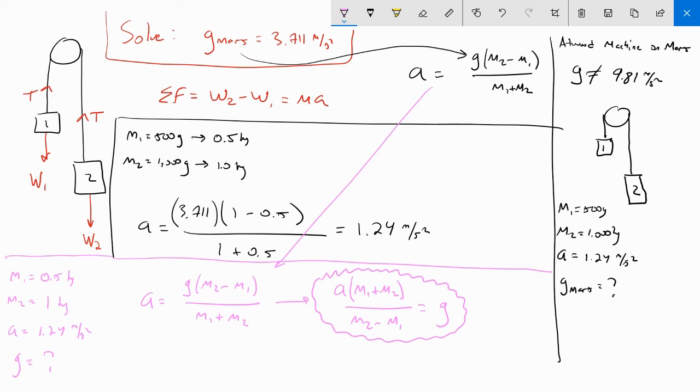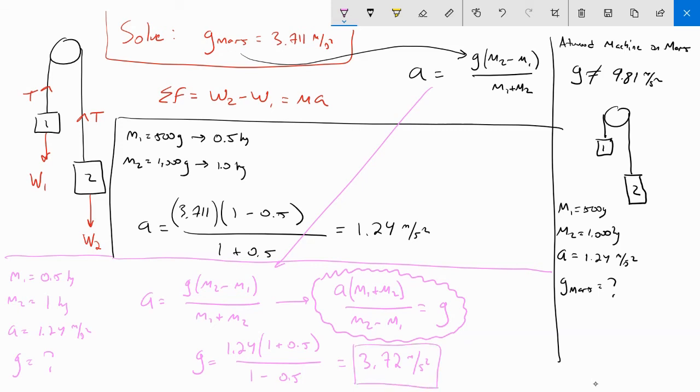For those of you who are still with me, we're now going to plug and chug. So g is equal to, and again, I'm omitting my units, so don't want to hear about it, 1 plus 0.5 divided by 1 minus 0.5. Let me put this in my calculator. I get an answer of 3.72 meters per second squared.